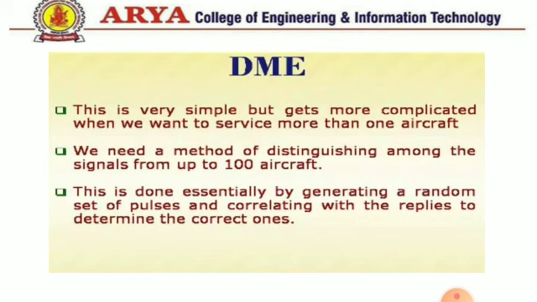This is very simple, but it gets more complicated when we want to serve more than one aircraft. We need a method of distinguishing among the signals from up to 100 aircraft. This is done essentially by generating a random set of pulses and correlating with the replies to determine the correct ones.